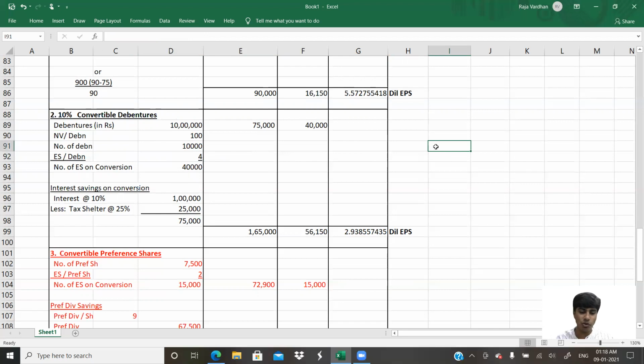10 lakh rupees is the amount. 100 rupees is the nominal value per debenture. So it is technically 10,000 debentures. One debenture is converted into 4 equity shares. So 10,000 debentures will get converted to 40,000 equity shares. So the potential number of equity shares increasing is 40,000.